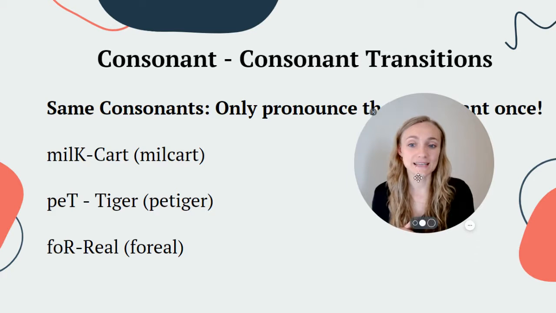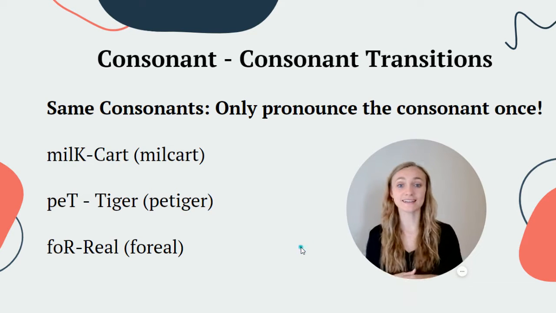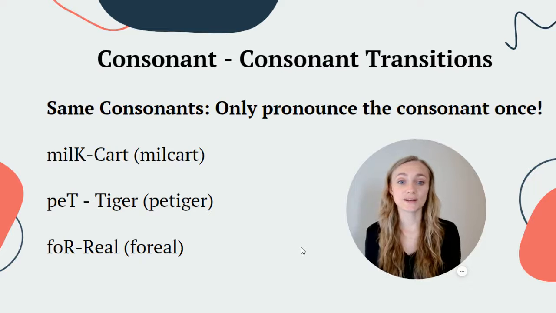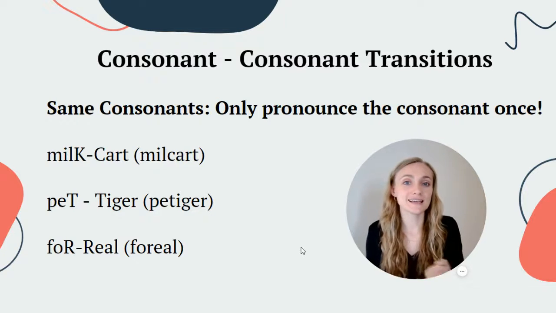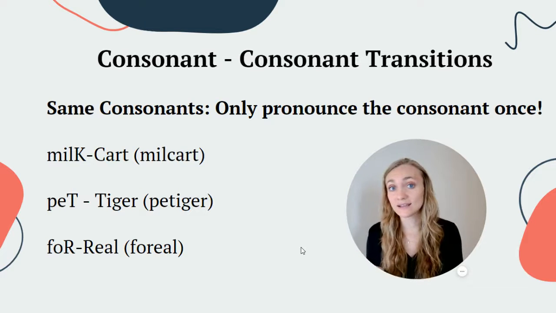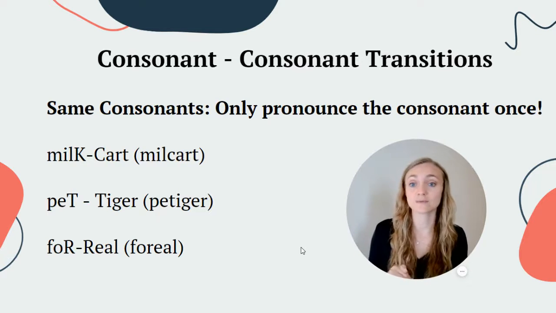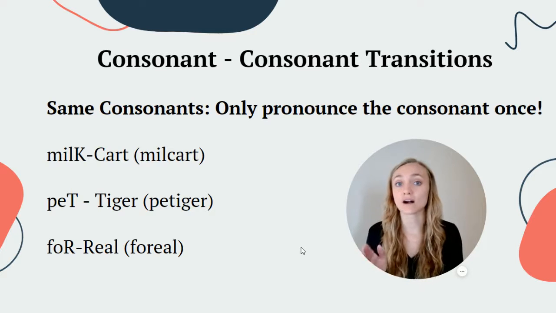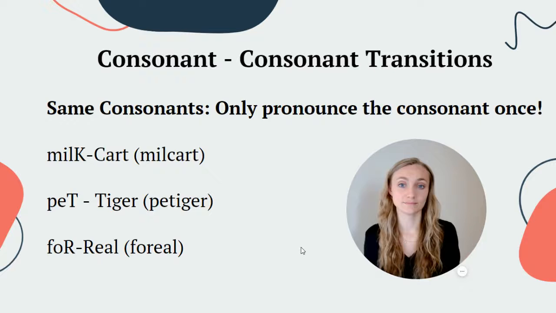Now, when we have the same consonant, this one is easier because we can pronounce the consonant only once, okay? So we get to just take out a sound and make it easier to say. For example, if we have milk cart, we have the k at the end and the k at the beginning of the next word. So instead of saying milk cart, I can just pronounce the k sound once and push it all together. Milk cart, milk cart.